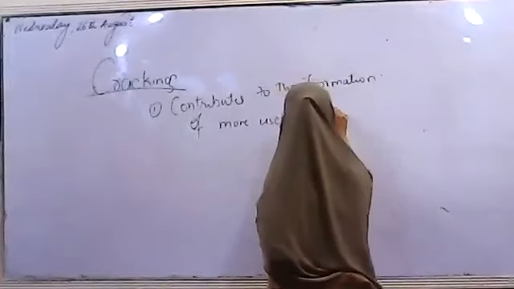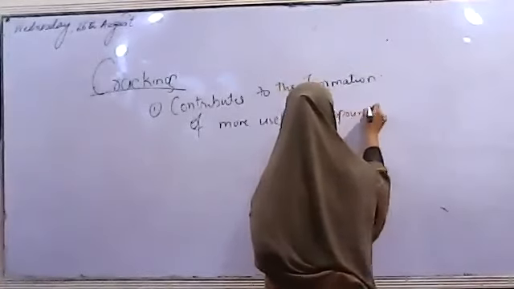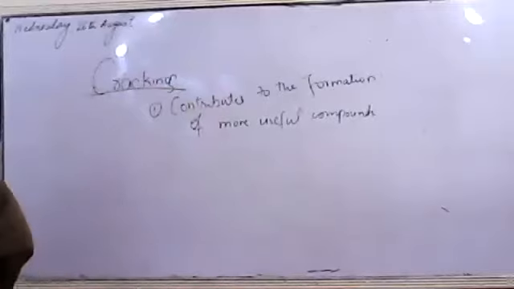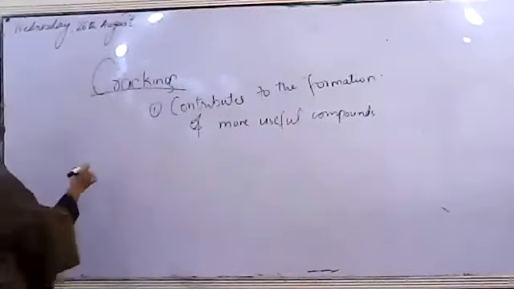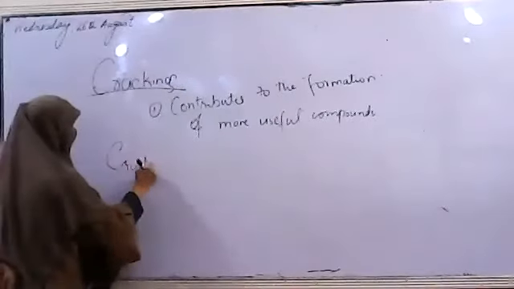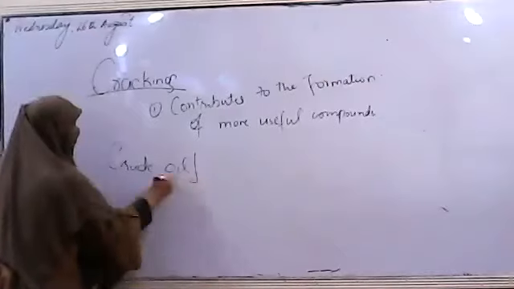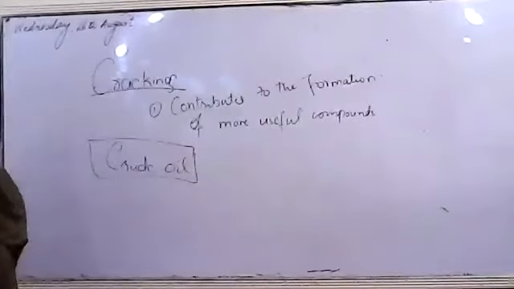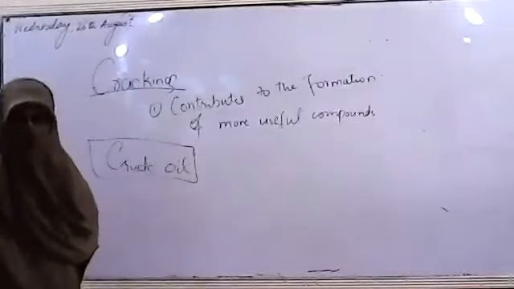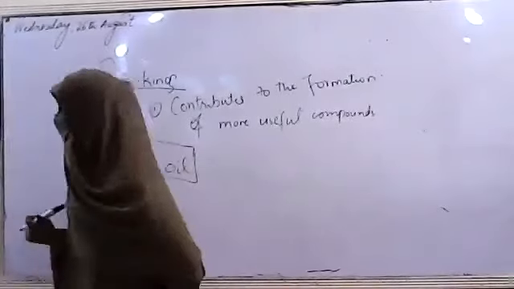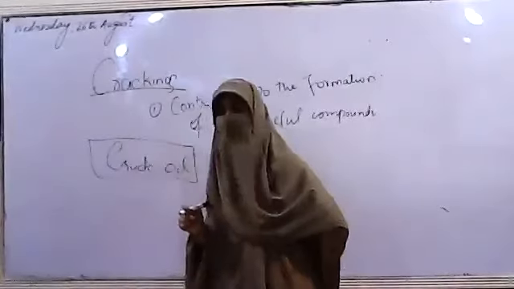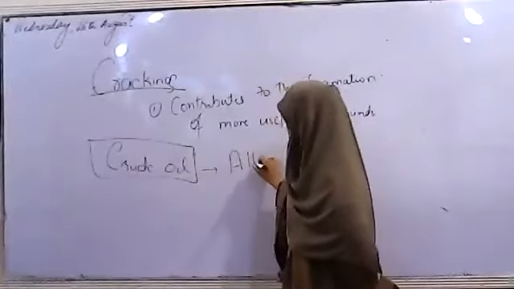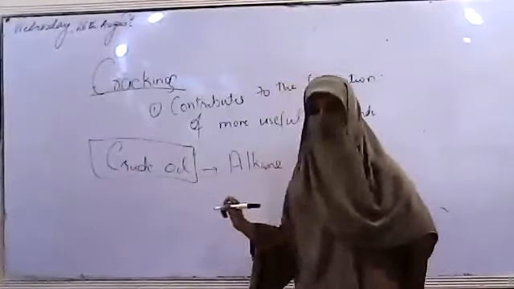More useful compounds. Like we say in the case of crude oil that we get from the earth, we said we are going to use crude oil as a raw material and we use it in this industry and that industry, and we have so many uses of it. But the problem is crude oil has so many hydrocarbons that are alkanes at one point.